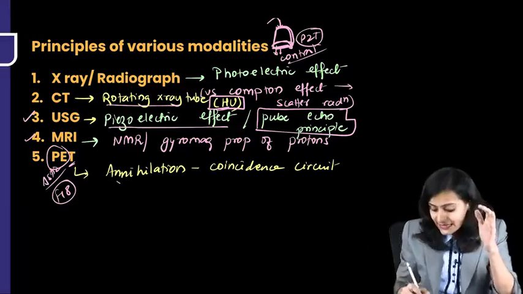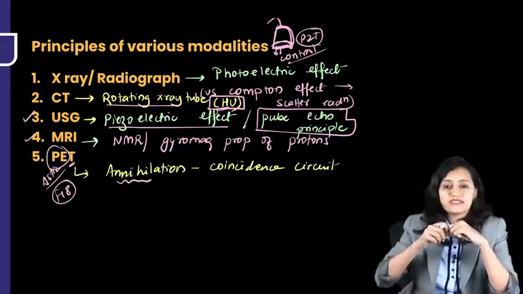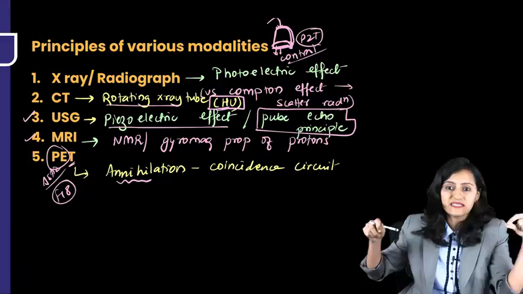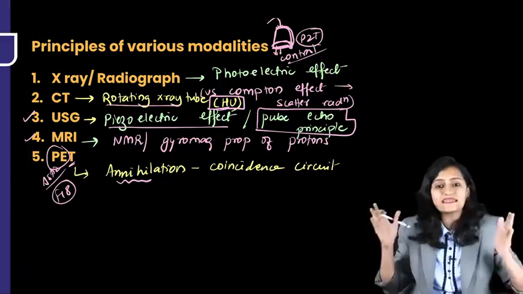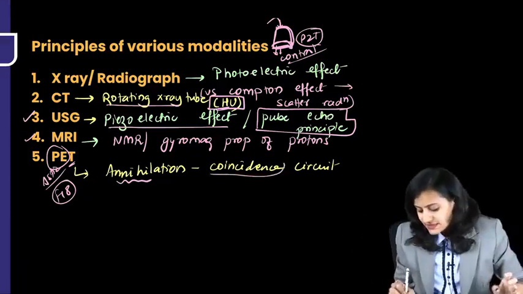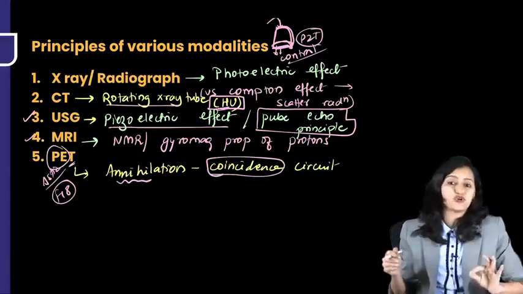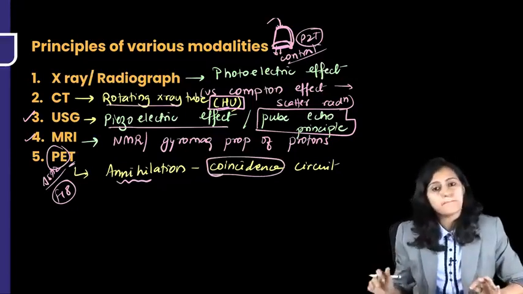So this F18 emits the positron, which interacts with an electron in the body. They both annihilate, that is, destroy each other. They generate two photons in opposite directions. And when they coincide at the detector, that is when it is detected. So remember, annihilation coincidence is the principle of PET scan.